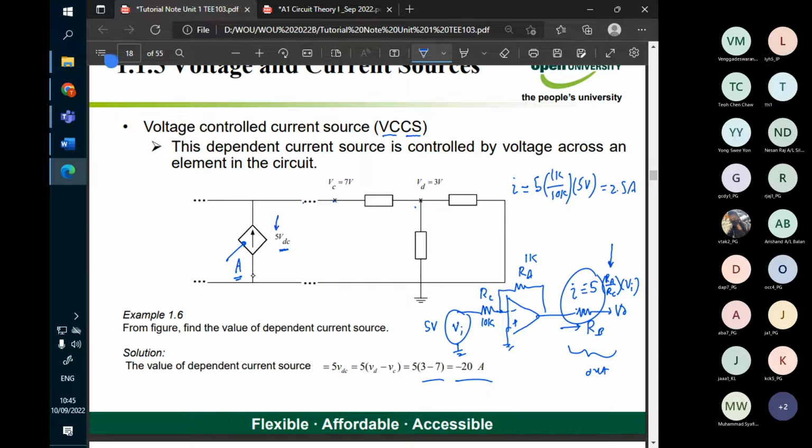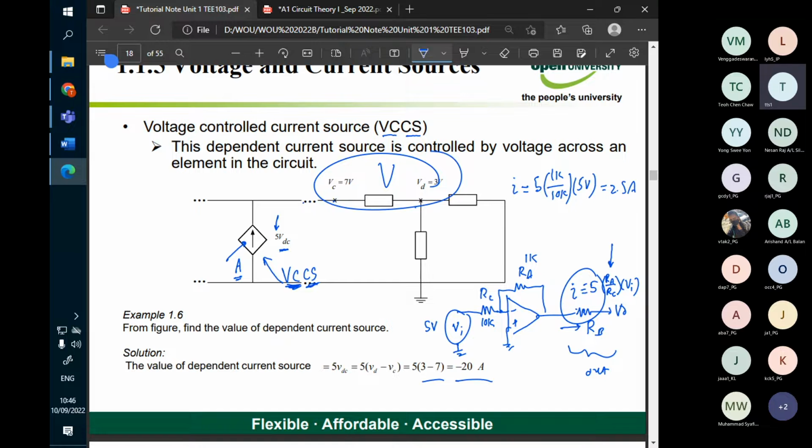We call that the amplification ratio, right? The voltage is amplified 5 times, but the output is a current. That's why we call this one a voltage control current source. It's a current source, but it's controlled by the voltage. The voltage is coming from here. This voltage controls this current.